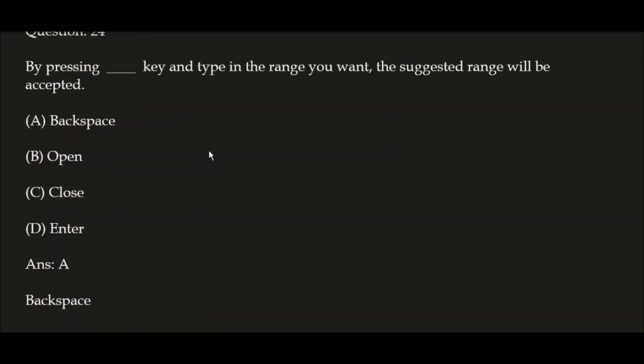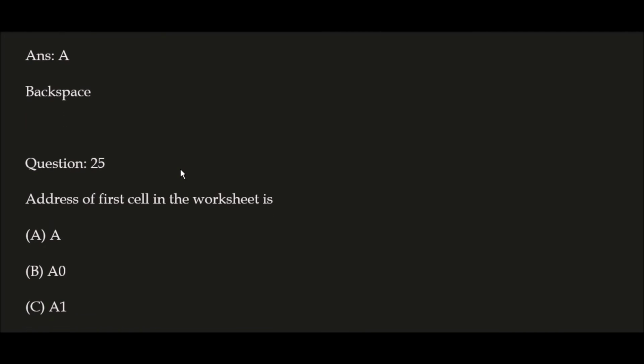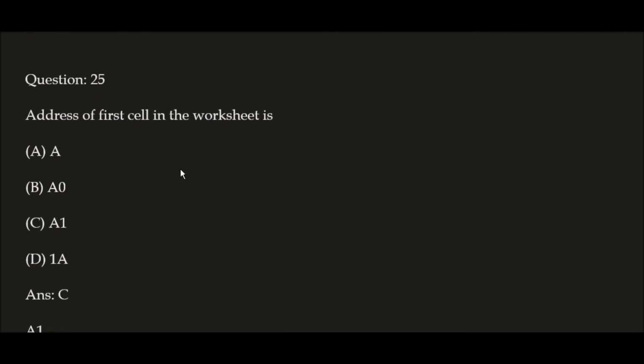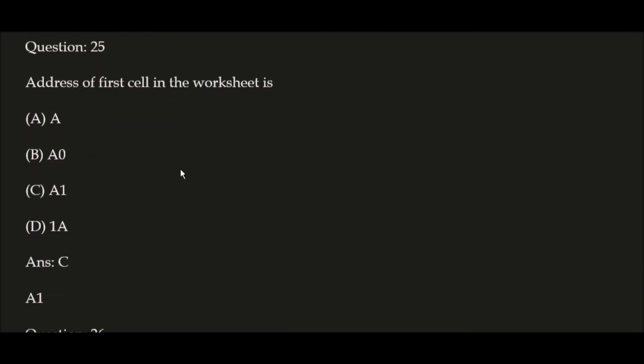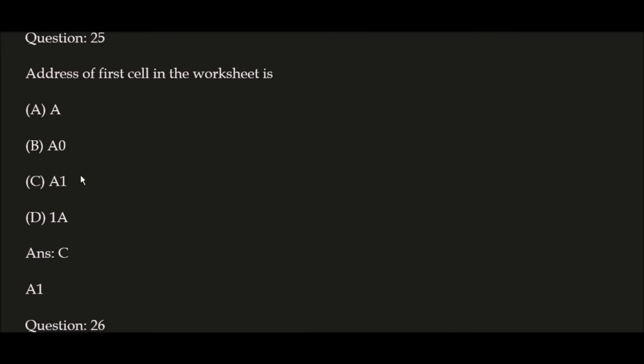Next question. By pressing blank space key and type in the range you want, the suggested range will be accepted. Option A is correct here, backspace. By pressing backspace key and type in the range you want, the suggested range will be accepted. Okay. Next question. Address of first cell in the worksheet is option C, A1. Okay, in the spreadsheet, address of first cell is A1.